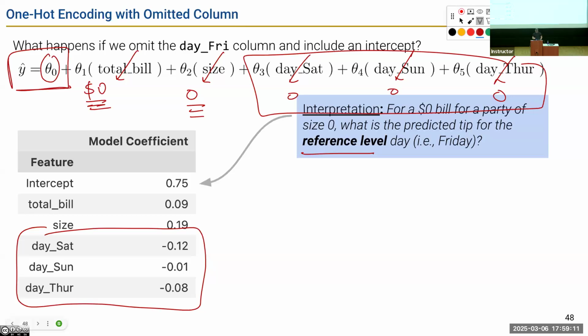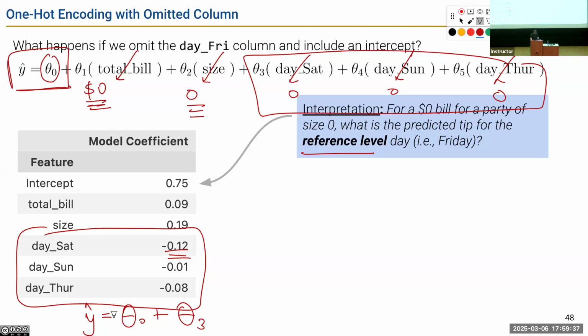So what about this Saturday coefficient? How could I get this Saturday coefficient to show up? Well, what if I did exactly the same thing as before? I had a 0 bill, I had 0 size. I'll have the intercept, but I will make it Saturday. I will now give day Saturday a value of 1. In that case, my prediction is theta naught plus theta 3.